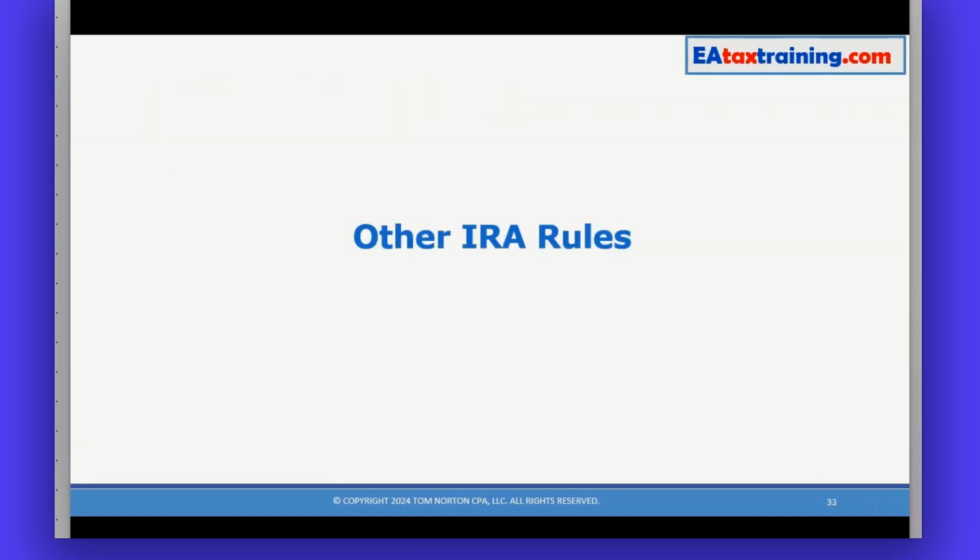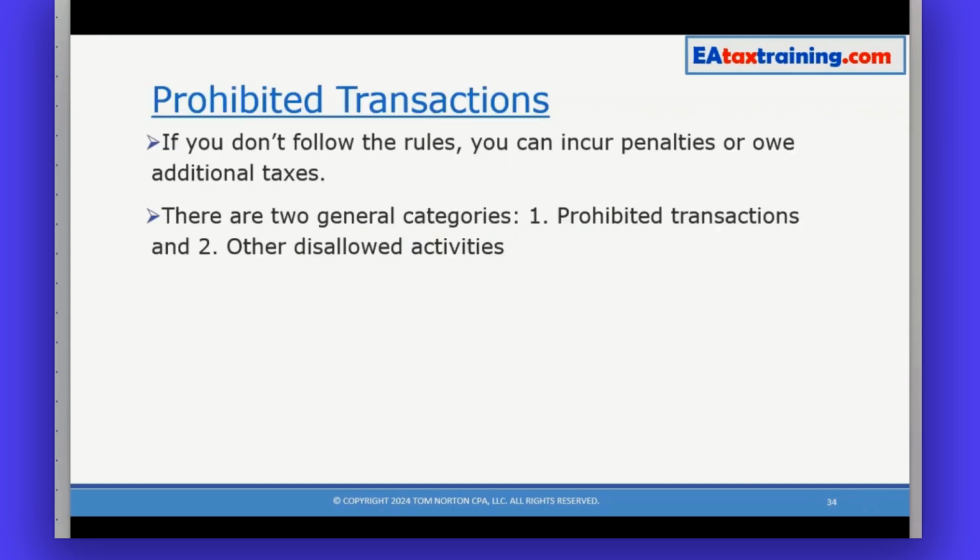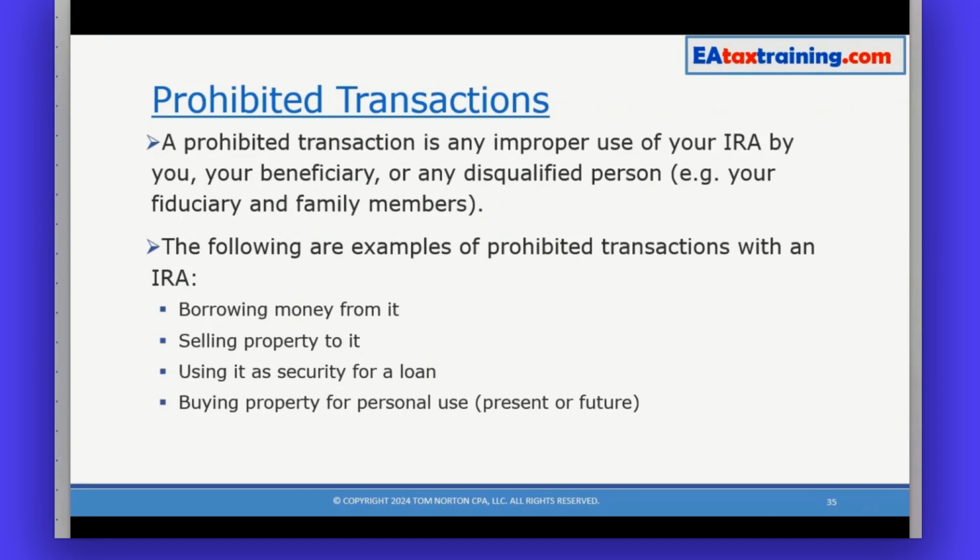Other IRA rules. So these are rules that are going to apply to both traditional and Roth, unless otherwise mentioned. There are some things that maybe apply to one and not the other, but these are going to be general rules for all IRAs. If you do not follow all of the IRA rules, then you can incur penalties or owe additional taxes. And there are two general categories. There are what are called prohibited transactions, and there are other disallowed activities. So let's talk first about prohibited transactions.